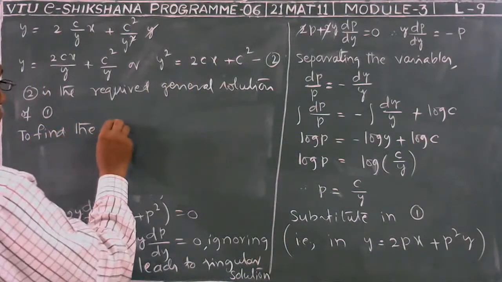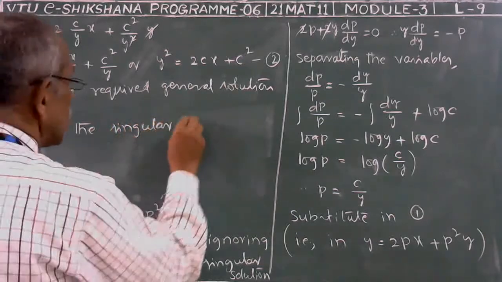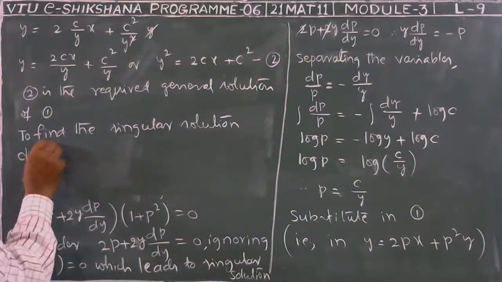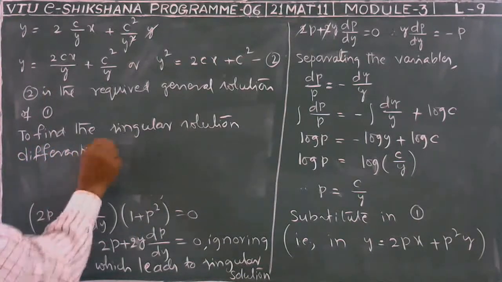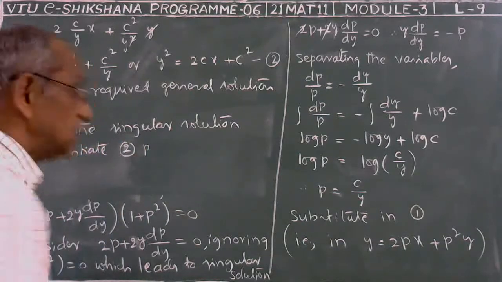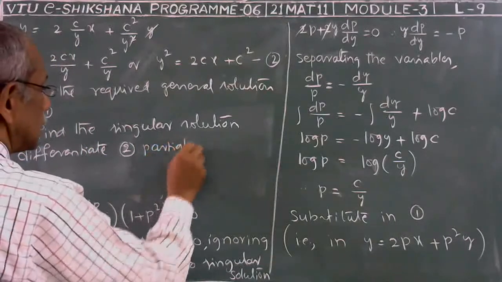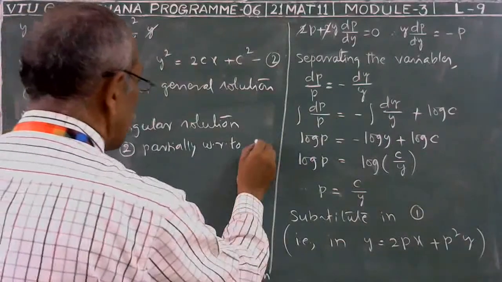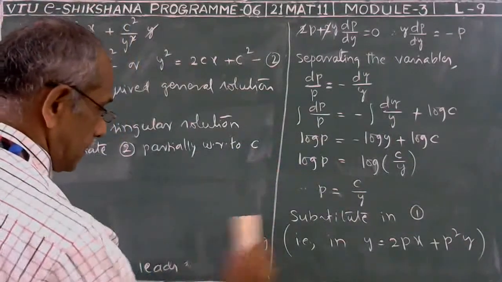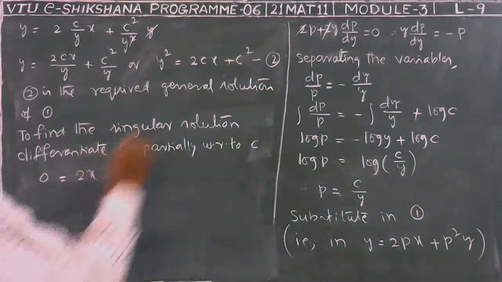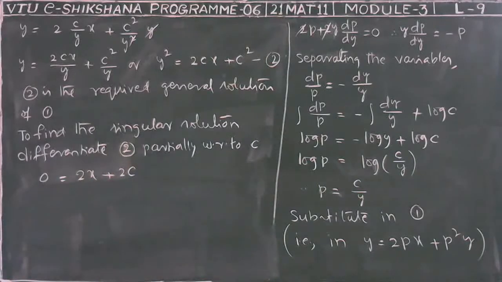Now to find the singular solution, differentiate 2 partially with respect to c. So y is constant with respect to c, so 0. With respect to c, this is 2 into x. With respect to c, this is 2 into c. Therefore, c is equal to minus x.